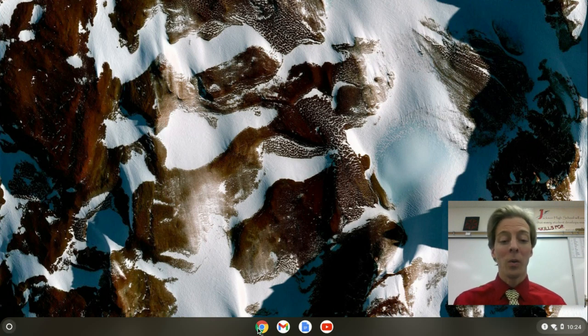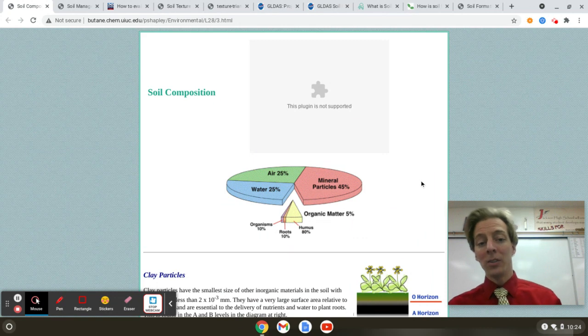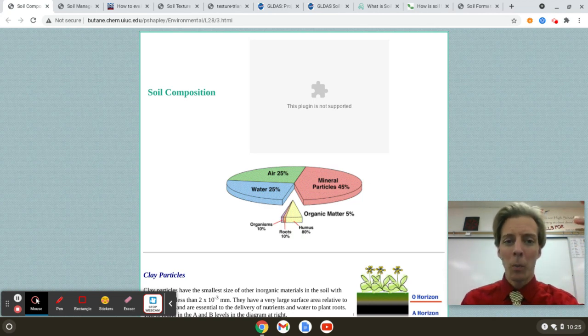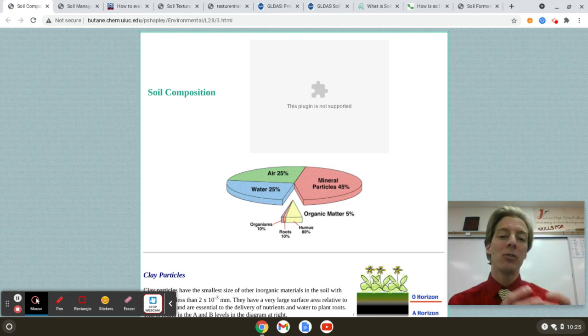Composition is pretty easy. What's the stuff made of? This is a fairly standard chart. This is good soil. Minerals, particles, 45%. 5% organic matter, whether that's the roots, the organisms, the humus. Air and water, a quarter each. About equal parts air and water, because they come in the empty spots in between these other things, and they are able to move through the soils.